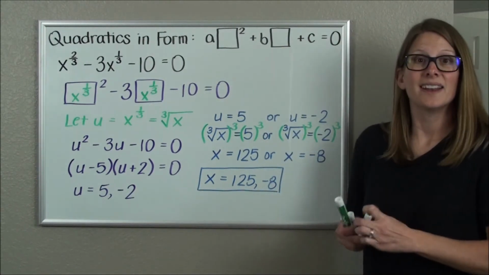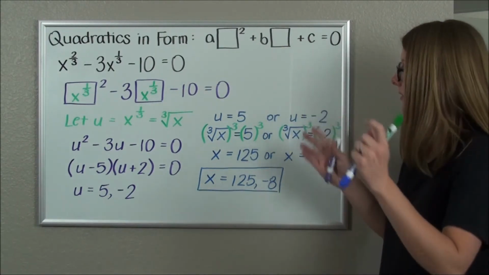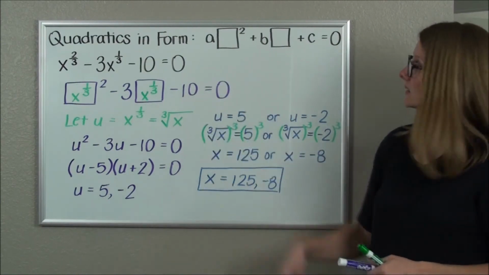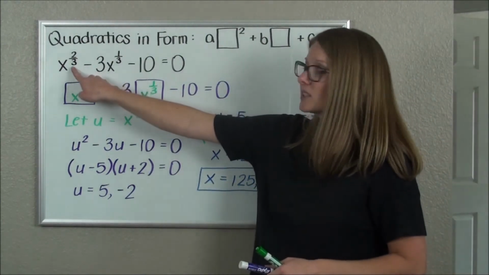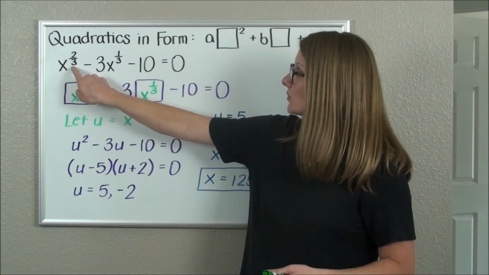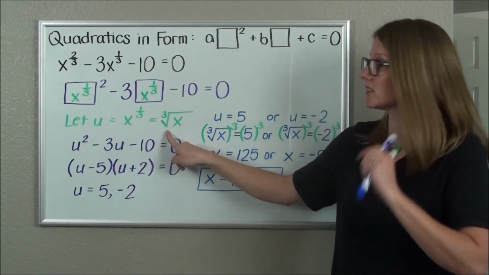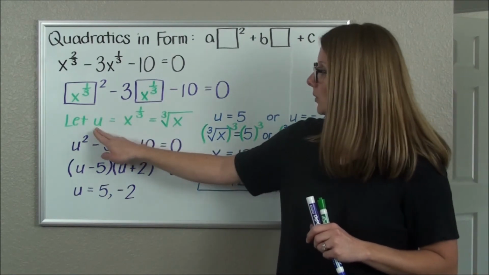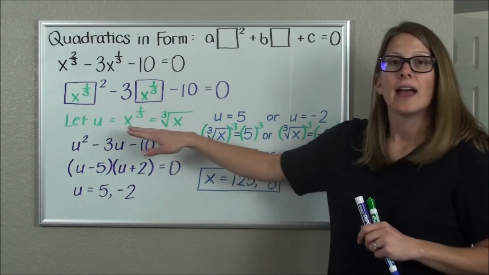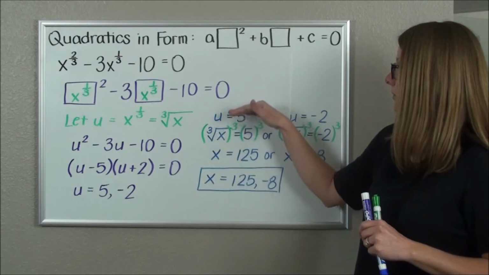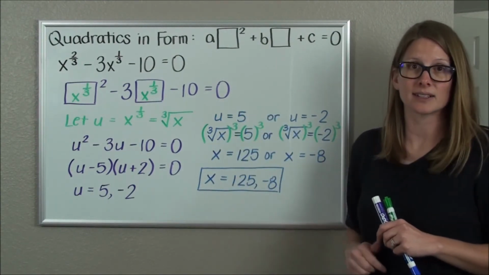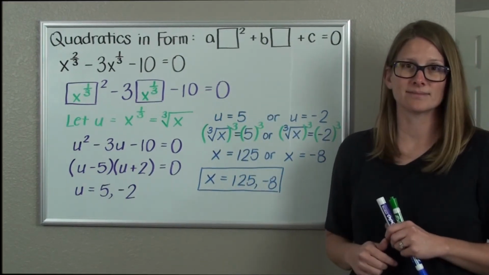Let's try just one last example for the whole semester. We'll do another one just like this, which again has exponents that are fractions. Those fraction exponents really are code for, hey, there's a root of some kind. We're going to let u represent that root. And when we find our solutions for u, we'll turn it back around to talk about x. Let's give it one more try.